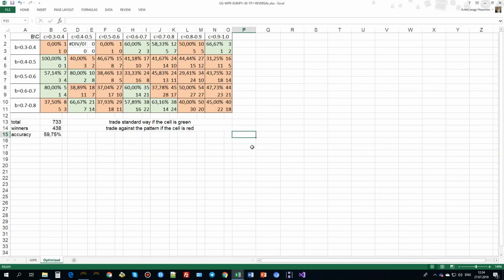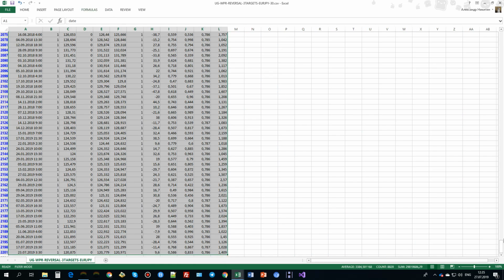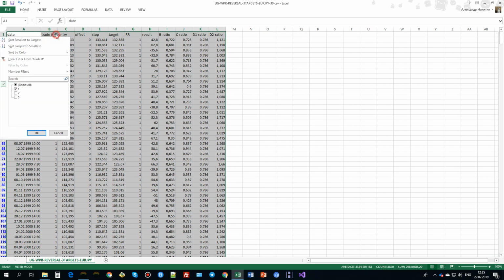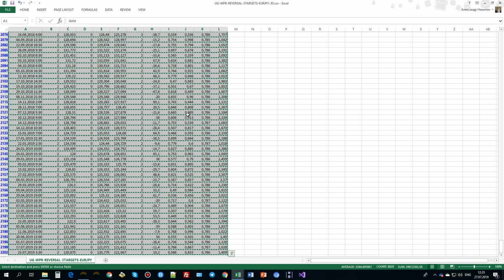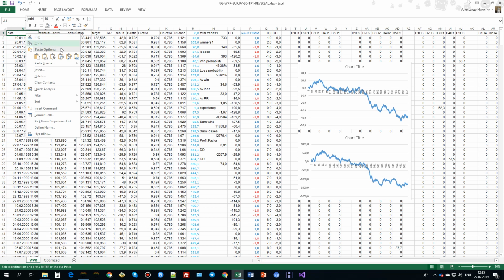Let us go back and let us filter from our source file. Let us only choose the target 2 results. Yes, target 2, and let me also choose them, copy them, and let me go here and paste them.